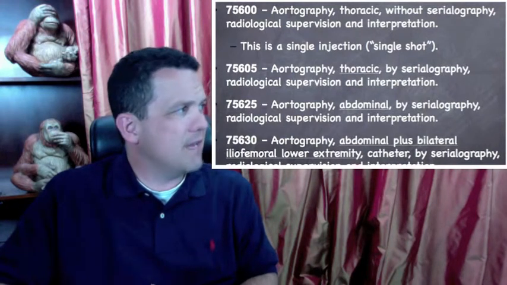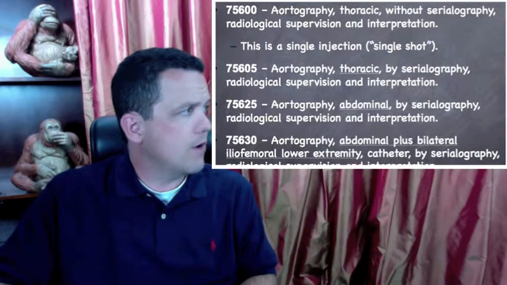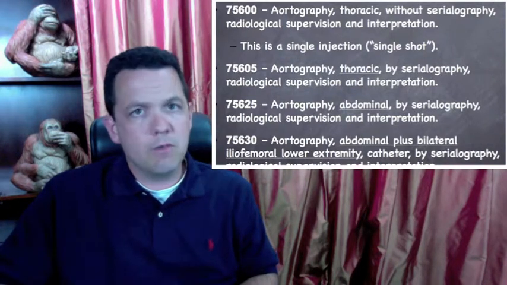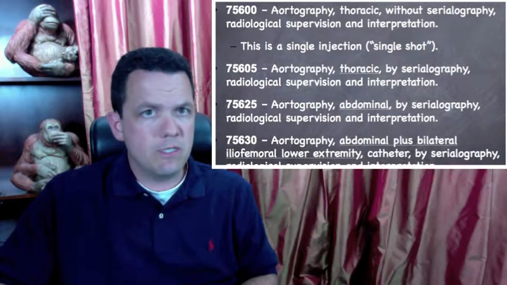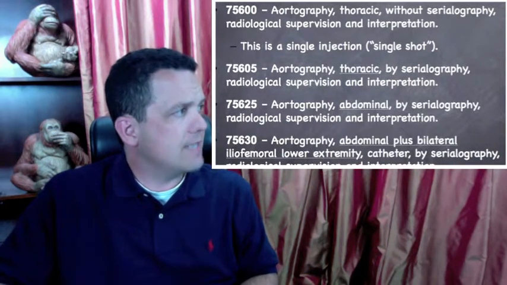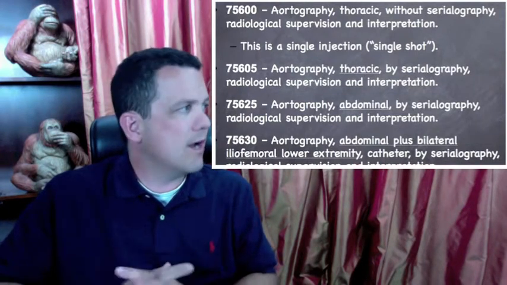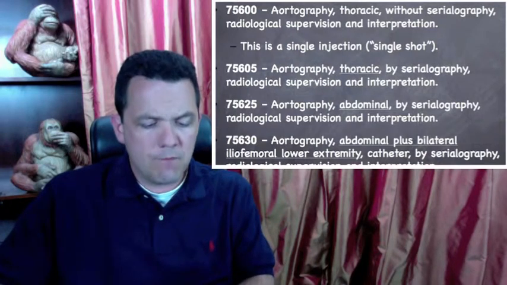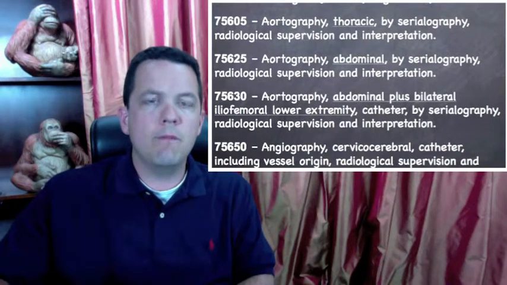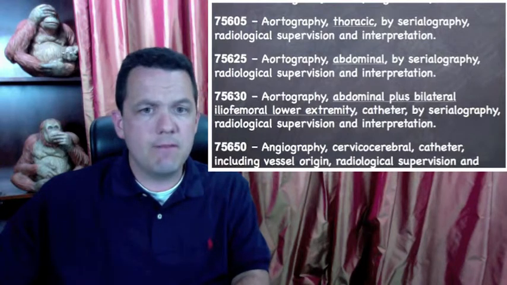So the 75600 code, I don't think you're going to report that any longer. If you ever have before, if it's on your billing sheet, it's probably safe to just eliminate it. You could, of course, check with your physicians or a lab technician to make sure that you don't have that old equipment in place. 75605 is doing a thoracic study, but you're using serialography with that, and that happens occasionally, but much more commonly, as far as the aortography codes, the two that I drew your attention to are going to be the ones that dominate the overwhelming majority of diagnostic studies, and those being, again, the 75625 and the 75630.